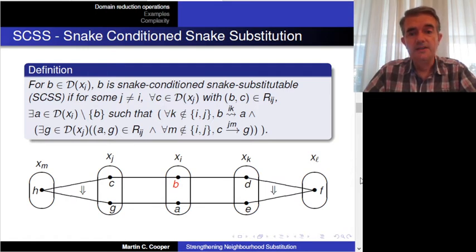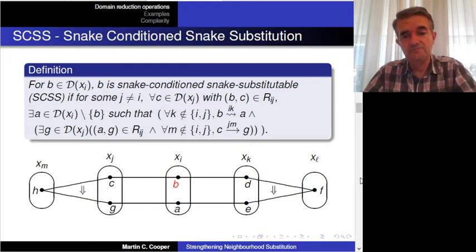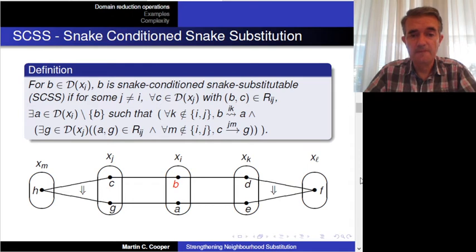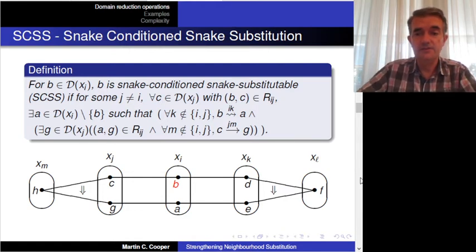Very briefly, we can replace the value b if there is some other conditioning variable xj, such that if a value c is compatible with b, then there is another value g which is compatible with value a, which is going to replace b, and in all other variables g can replace c in a neighbourhood substitution way. And on the right hand side, if b is compatible with some value d for some other variable xk, then this replacement value a is compatible with some value e, which could replace d in all other relations.